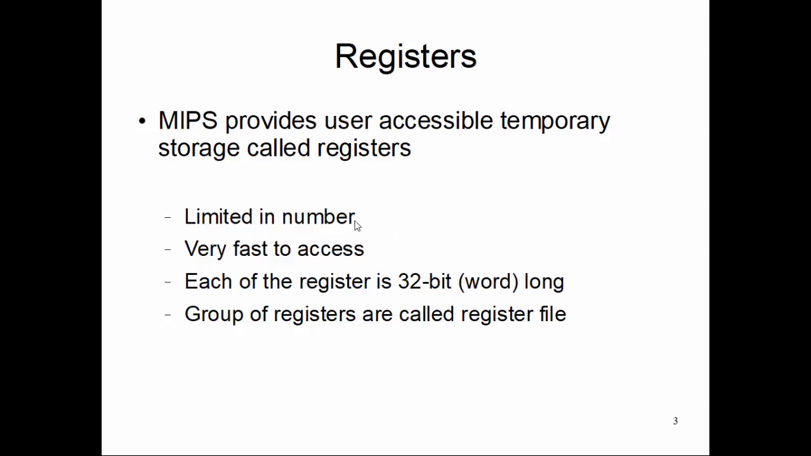Again, as I said, MIPS provides user accessible temporary storage. They reside inside the CPU, inside the processor, and they are limited in number but very fast to access. Each register is 32 bits long, assuming we are talking about 32-bit MIPS. If it was 64-bit MIPS, then your register would have 64 bits in it. And these 32 registers, this very special storage element inside the processor, is called a register file.